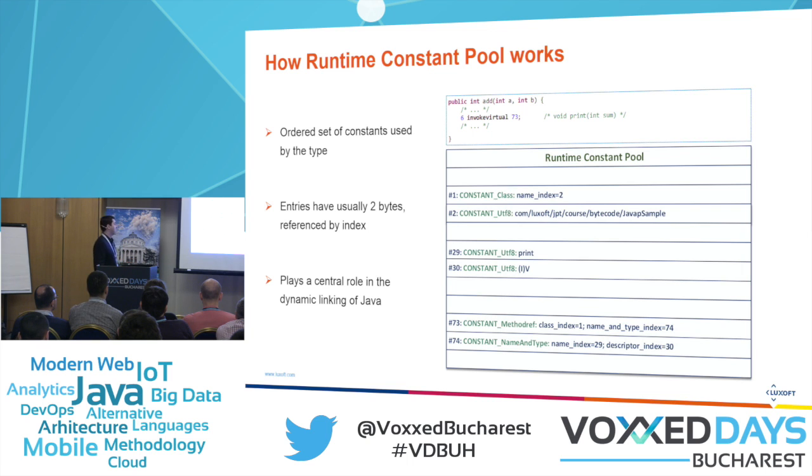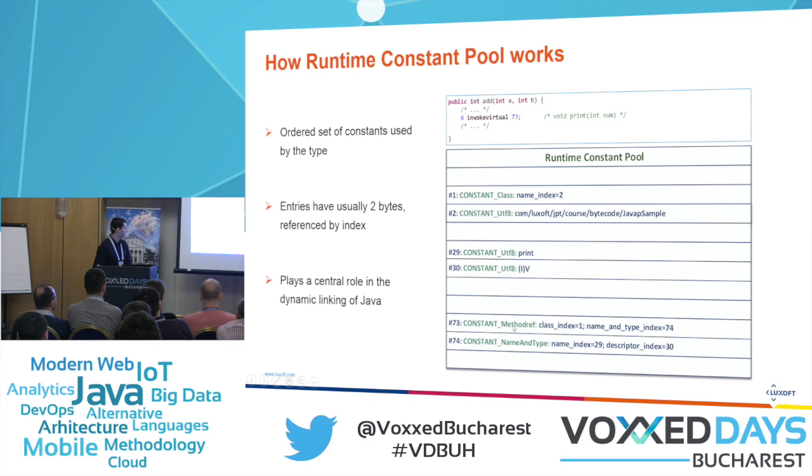Let's have a bit of practice to understand it better. For example, we have this invoke virtual 73, which is mainly for printing my sum. I'm calling a virtual method that prints my sum. 73 corresponds to this entry inside the runtime constant pool.